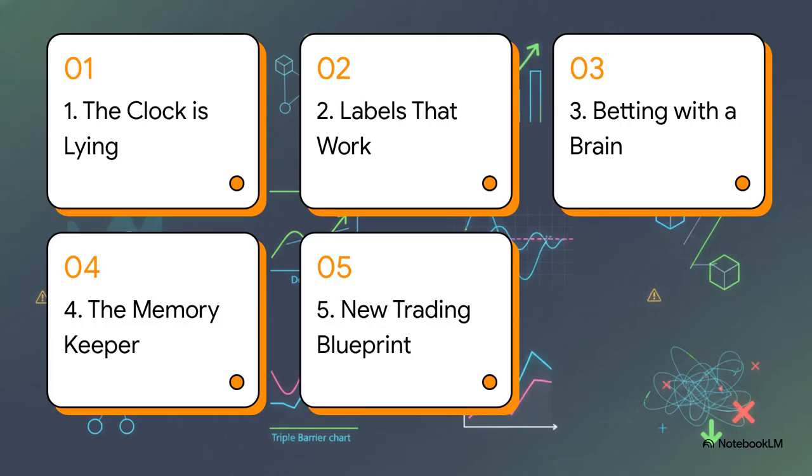Okay, so here's our roadmap. We're literally going to rebuild your whole approach from the ground up. First up, we're going to prove that the clock on your wall is lying to you. Then we'll figure out how to create labels for your trades that actually make sense. After that, we get to the cool part, betting with a brain, using something called meta-labeling. Then we'll unlock the secret of the memory keeper. And finally, we'll tie it all together into a brand new trading blueprint. Seriously, get ready because we're about to shatter some old ideas.